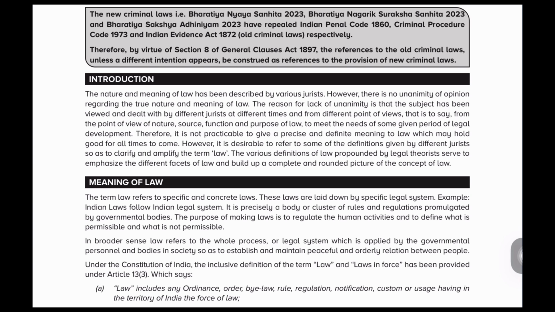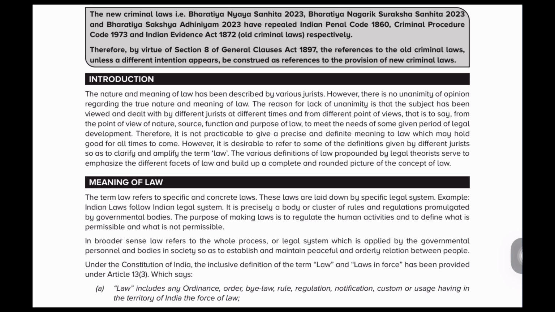So we are going to discuss jurisprudence of general law subject. So in the introduction part, we can say that the subject is to understand what law really means and why it is important, and how jurisprudence helps us study law in a scientific and philosophical way.